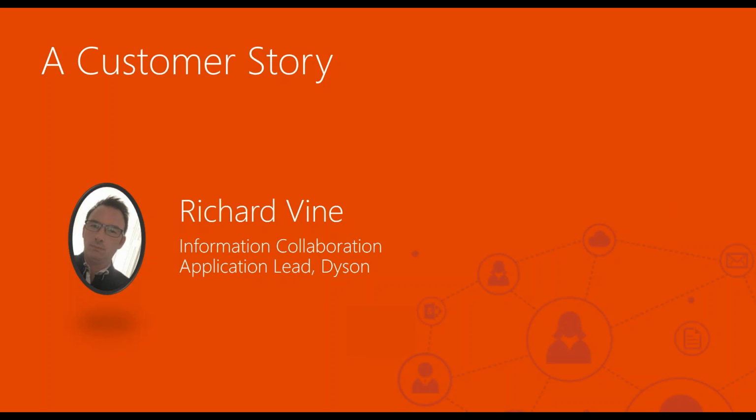Hi everyone, my name's Richard Vine. I've got a bit of a long title. I'm an information collaboration application lead for Dyson. So this is Dyson, the vacuum cleaner company, but we really call ourselves a technology company. If you look at a lot of our products, we're very much into technology, into connected products. I work in the IT design area for Dyson. I deal with information collaboration software requests, so anything that comes into the business, I look at the current technology that we've got, and if we don't have anything that matches, then I look at new technology.